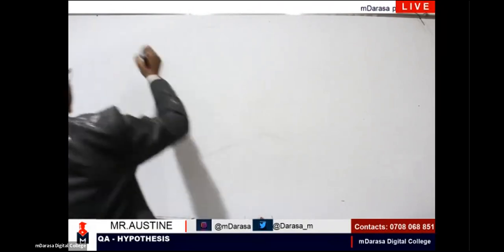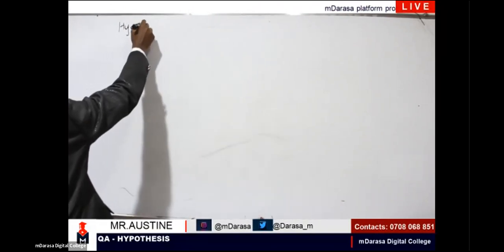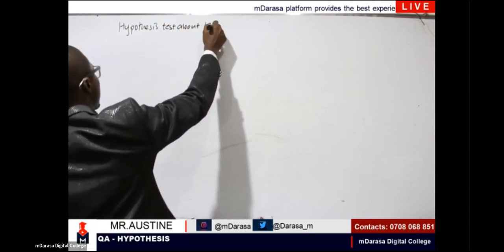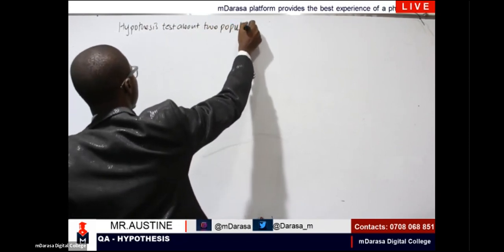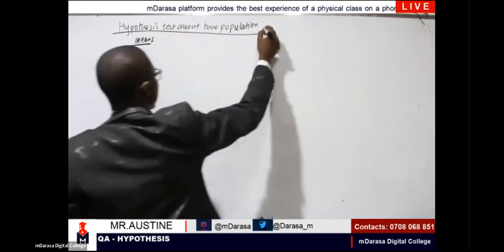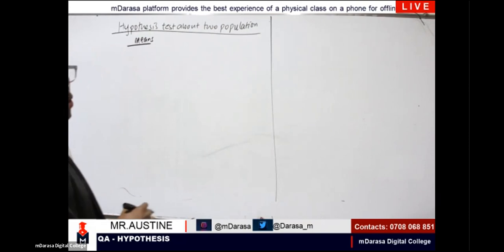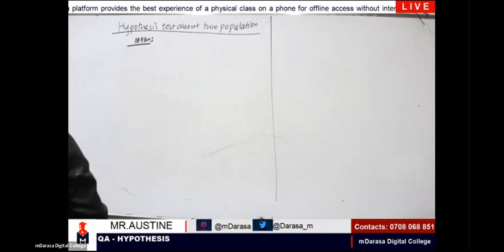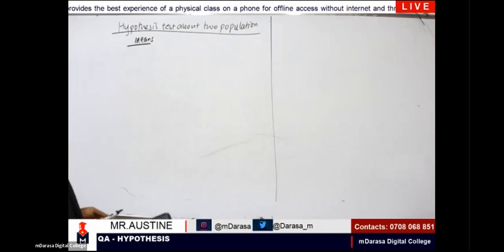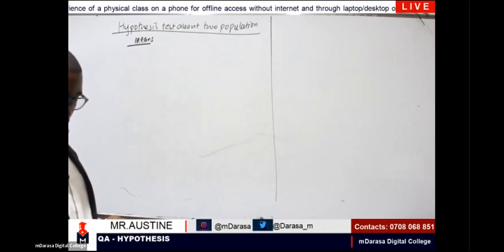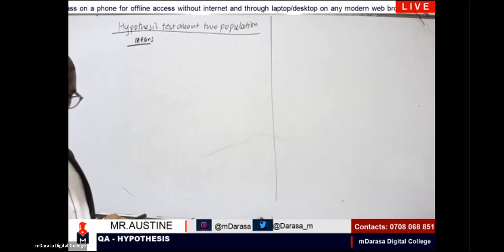So let's go to hypothesis test about two population means. So in this case, what happens is this. You need to know how you determine the test statistic. Here it will be the test statistic for two population means.